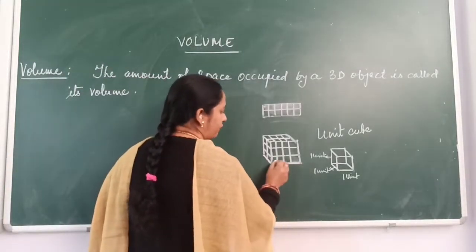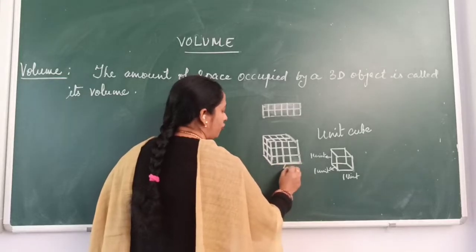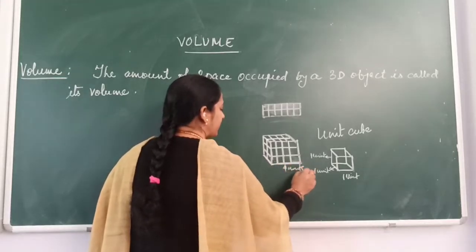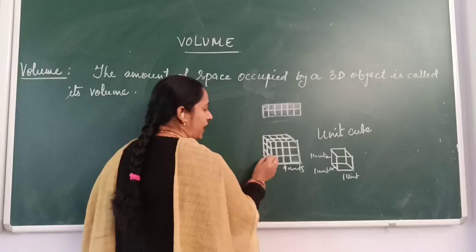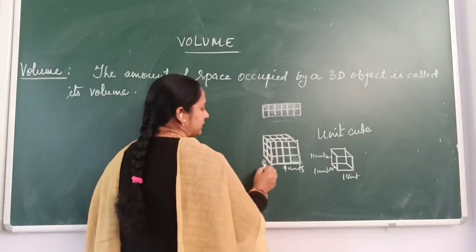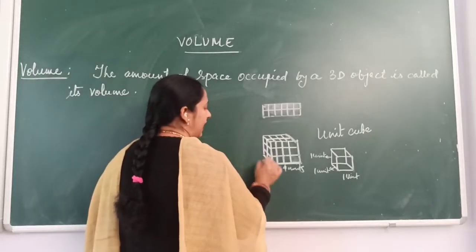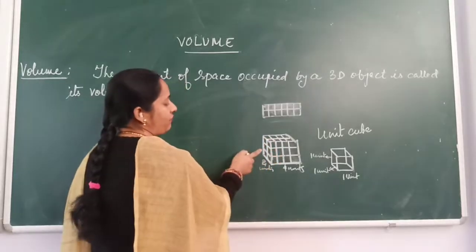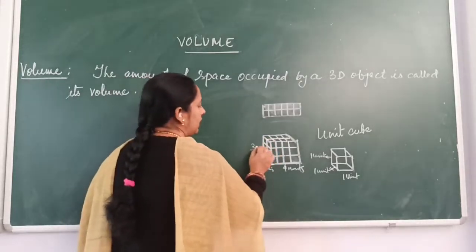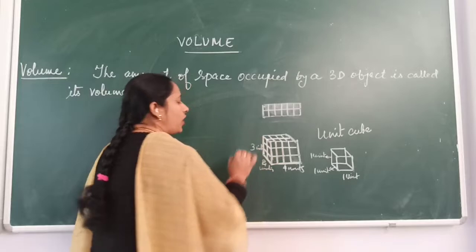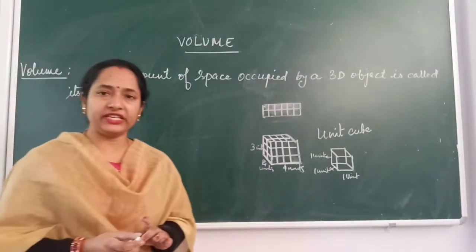Along the length we have 1, 2, 3, 4 units. Along the breadth we have 1, 2 units. And along the height we have 1, 2, 3 units. Now what will be the volume of this?